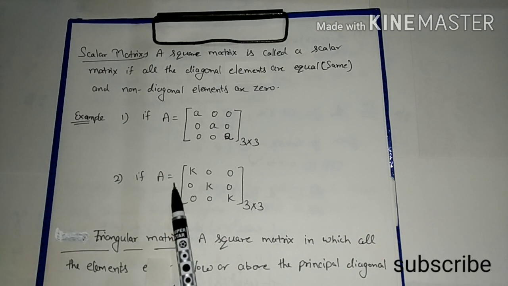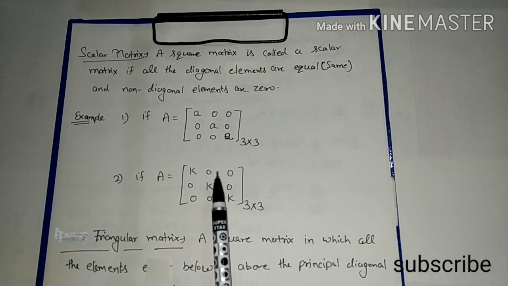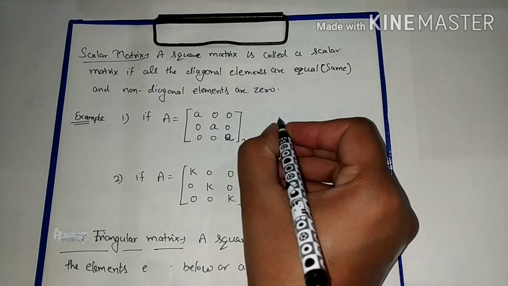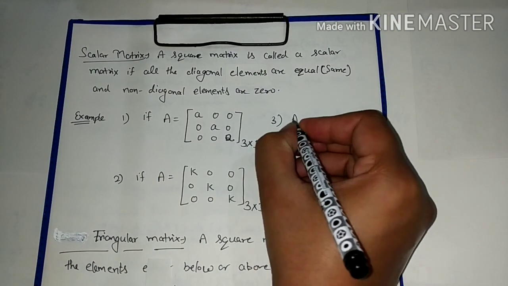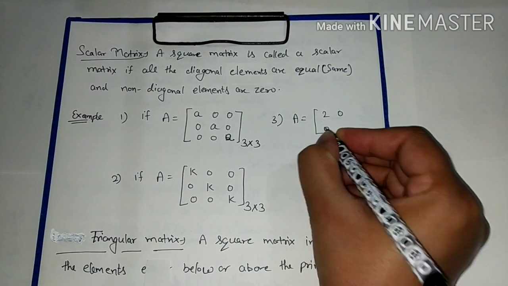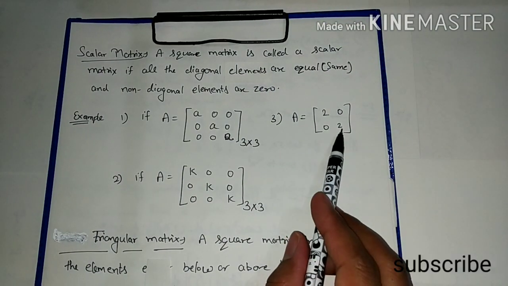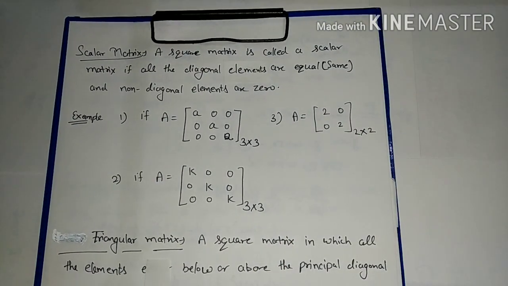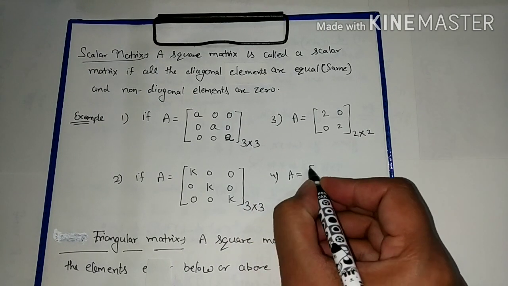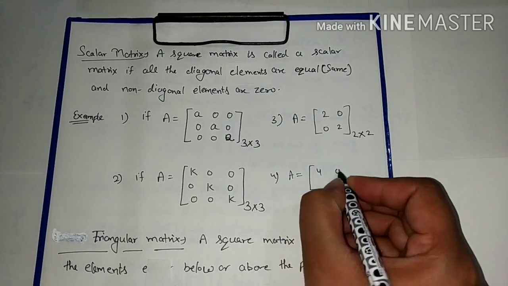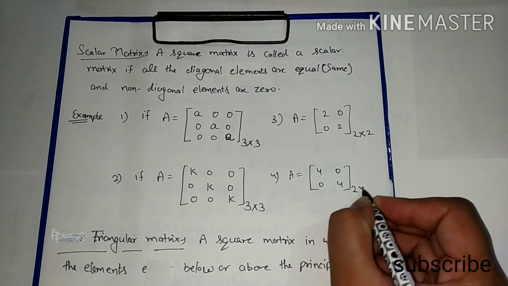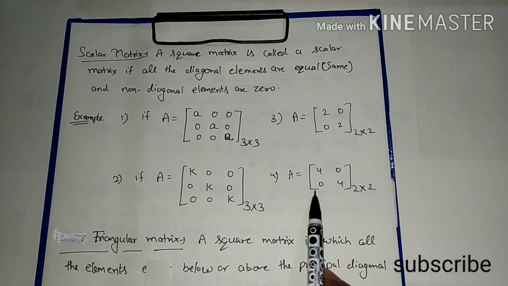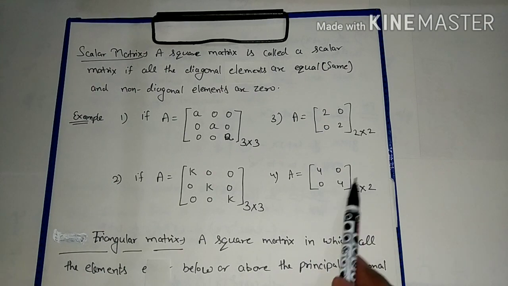Second example, if A equals, all diagonal elements are the same, k, and non-diagonal elements are 0, and order 3 by 3. Another example, example number 3, if A equals, here diagonal elements are equal, same 2, and non-diagonal elements are 0, and this is a square matrix, order 2 by 2. Another example we can write here, if A equals [4 0; 0 4], this is also a scalar matrix. Here non-diagonal elements are 0, diagonal elements are the same 4, and order 2 by 2.